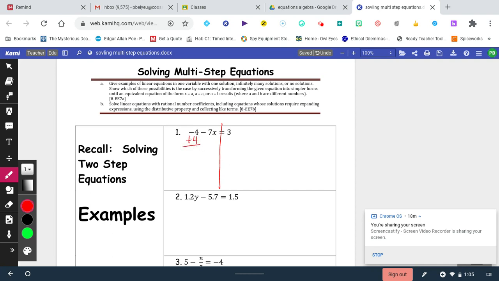So I'm going to change -4 to +4. What I do to one side, I also do to the other. These will cancel, leaving me with -7x equals 7. But this is multiplication, so the opposite of multiplication is division. You're back to a one-step equation, which is what I showed you in the beginning.